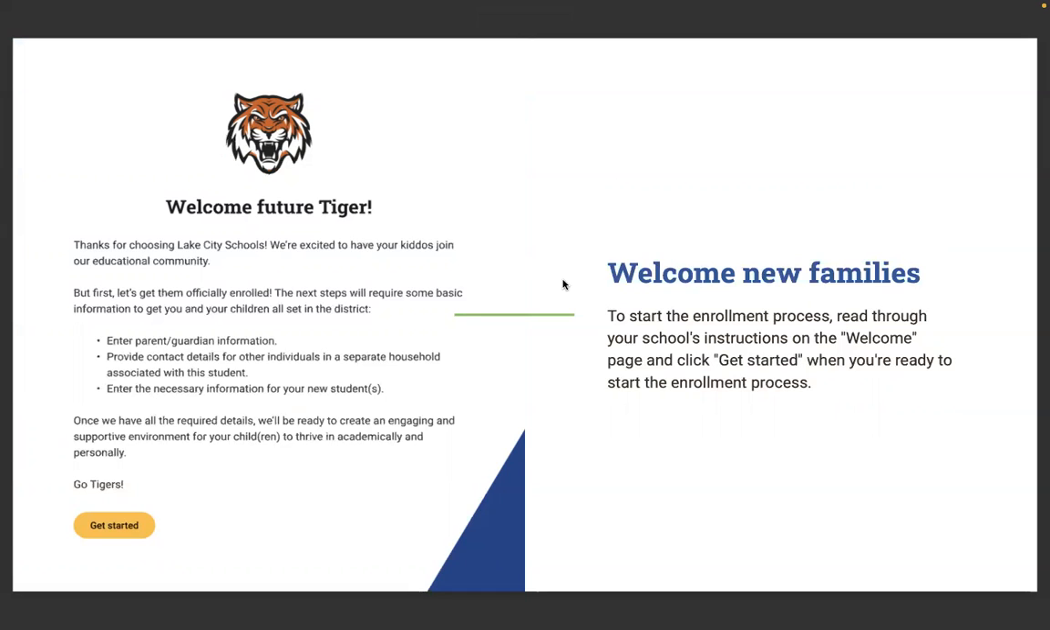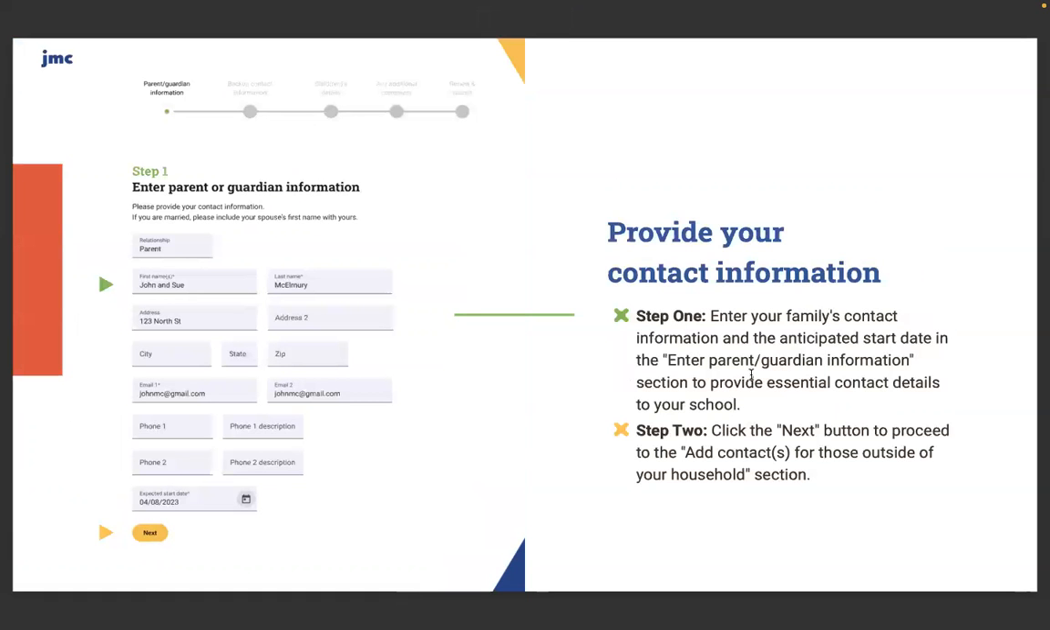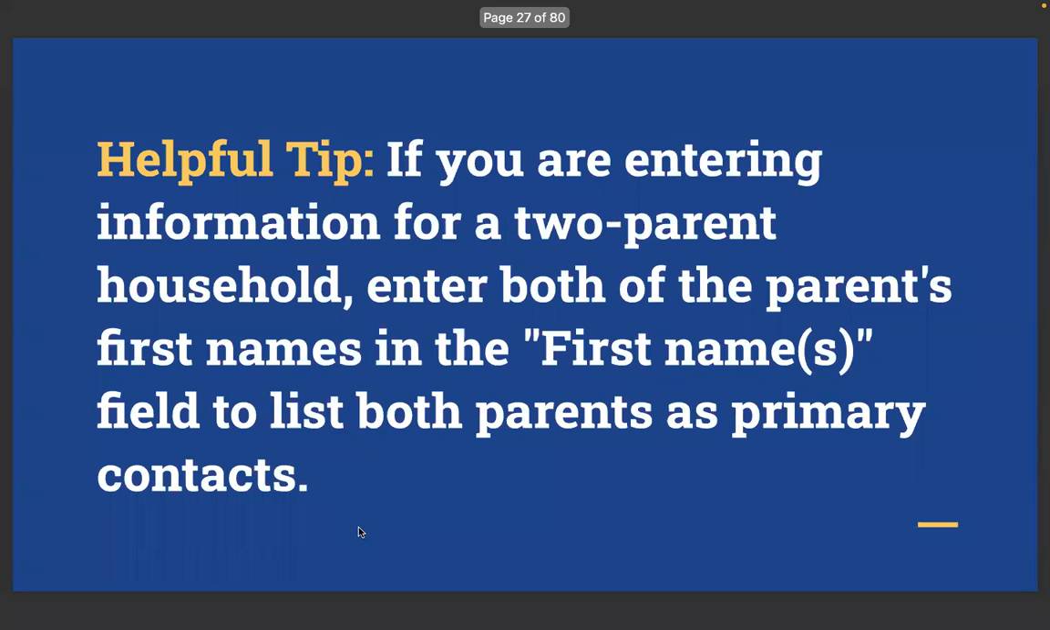So here are actual looks at what the new family enrollment will be looking like as we roll it out. Step 1 for a family is to enter your family's contact information and the anticipated start date in the Enter Parent Guardian Information section to provide essential contact details to your school. Step 2, click the Next button to proceed to the Add Contacts for those outside of your household section. Helpful tip, if you are entering information for a 2-parent household, enter both of the parents' first names in the first names field to list both parents as primary contacts.